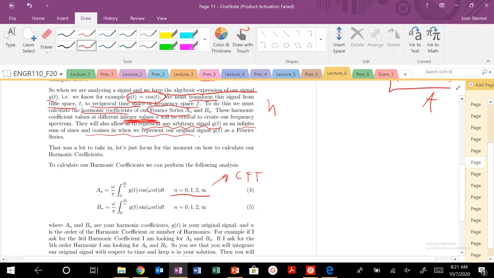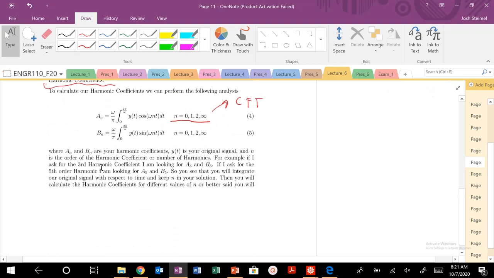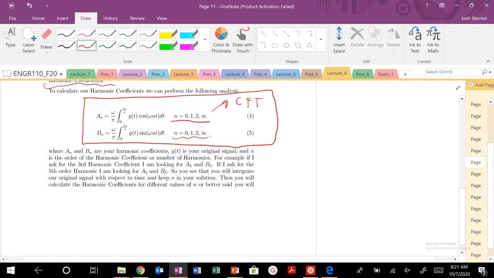So let's figure out how we calculate our harmonic coefficients. This is, again, where the math gets a little bit confusing. These are our fundamental expressions for how we calculate our harmonic coefficients for continuous Fourier transforms. I have to take the integral, with the limits of integration from minus pi to pi. I'm going to integrate my y of t times cosine of omega n t, and I'm going to keep this general. I'm not going to solve for n. I'm going to integrate first, and then plug in different values of n.